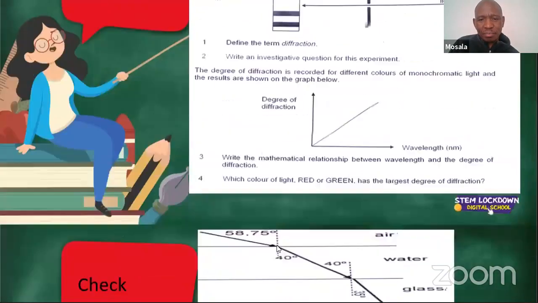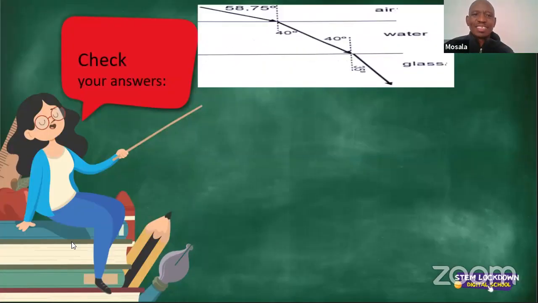Right. It is traveling from air, and I've calculated this angle, the angle of incident, to be 58.75. This one, the angle of refraction, is 40. The angle of incident here is 40. And then this one is 35.